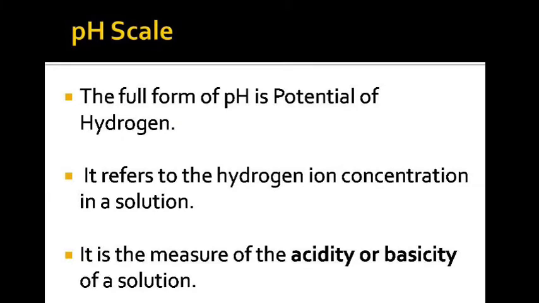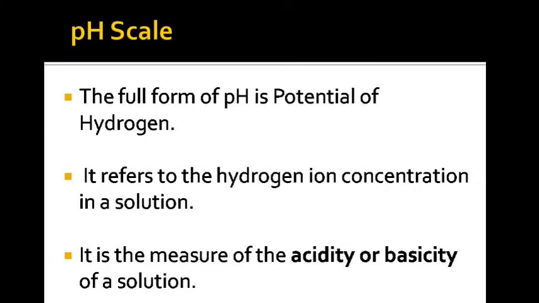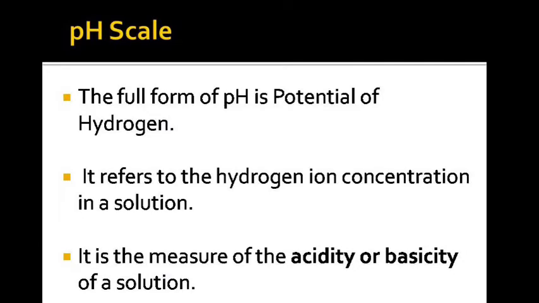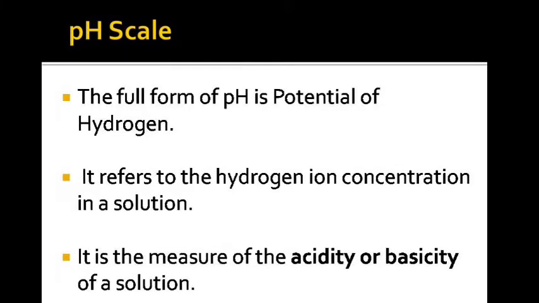pH. What do you understand by pH scale? The full form of pH is potential of hydrogen. It refers to the hydrogen ion concentration in a particular solution. It is the measure of the acidity or basicity of a solution. That means if I have to measure the acidity or basicity of the solution, the pH scale is an instrument, or a means, to measure it.